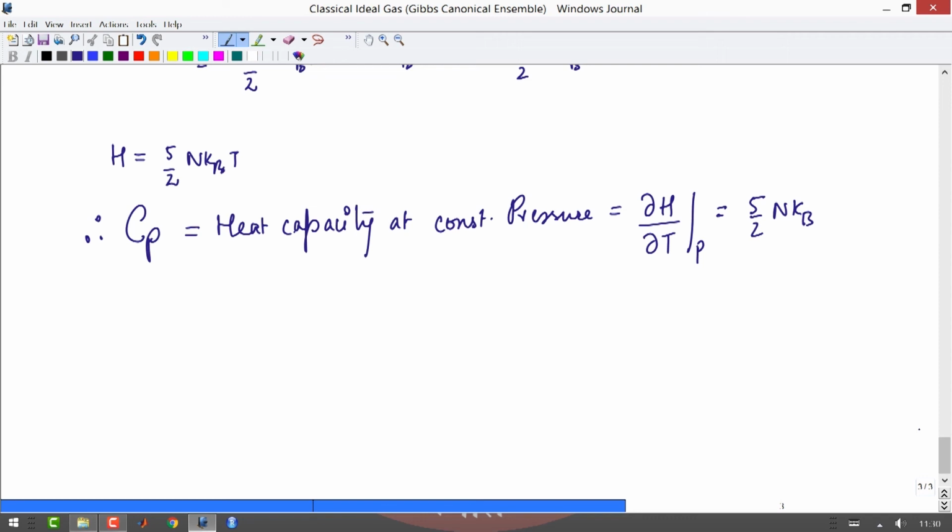So, this completes the discussion on the Gibbs canonical ensemble and the particular case study of the ideal classical gas, which is a system with degrees of freedom that are continuous. In the next lecture, we will discuss a magnetic system of N spins, and we will continue from here and look at the thermodynamic properties of a magnetic system of N spins. Okay. So, we close the lecture here.